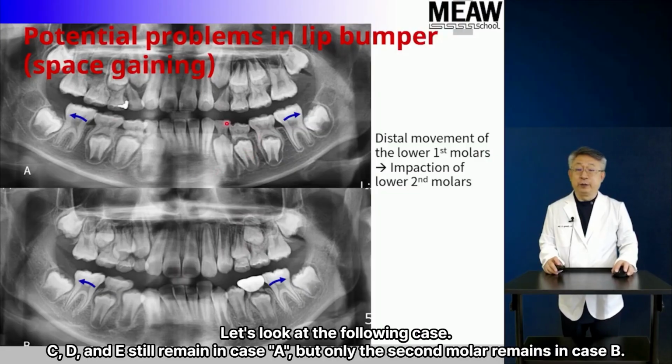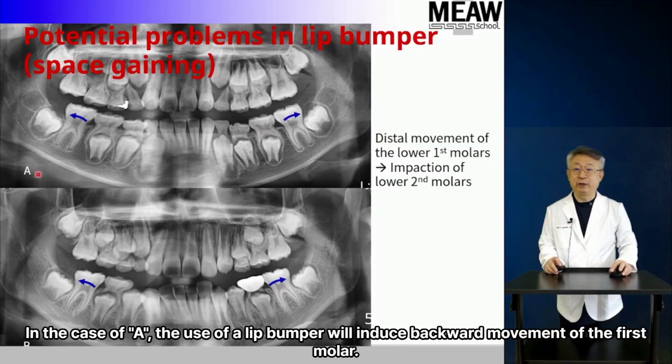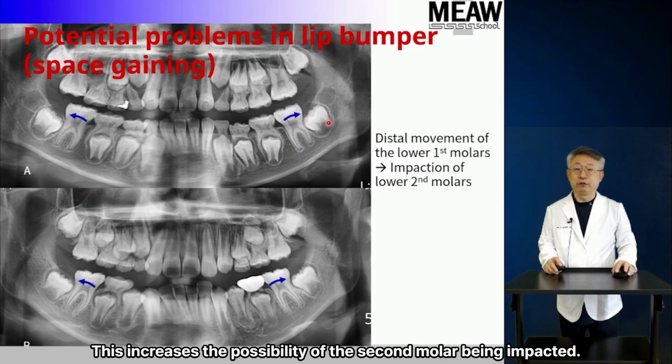Let's look at the following case. C, D, and E still remain in case A, but only the second molar remains in case B. Lip bumpers are often used to obtain space. What problems may occur when using a lip bumper? In the case of A, the use of a lip bumper will induce backward movement of the first molar. This increases the possibility of the second molar being impacted.